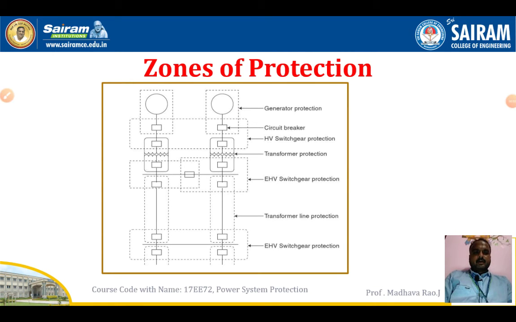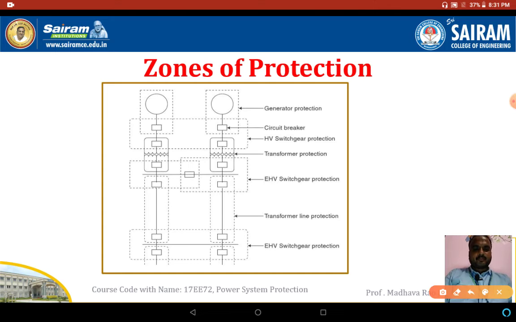Hi everyone, in this video we will discuss the zones of protection. Already we have discussed a power system consisting of various elements: generator, transformer, transmission lines and distribution lines. So here also you can see the generator, circuit breaker, high voltage switchgear, transformer, extra high voltage switchgear, transformer and extra high voltage switchgear. So in this diagram we can observe.